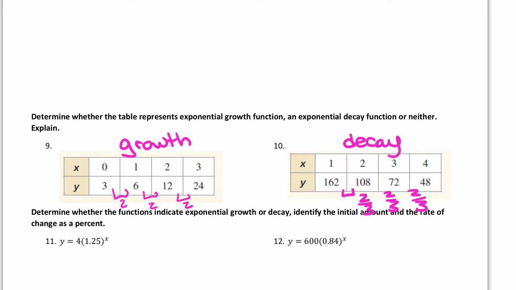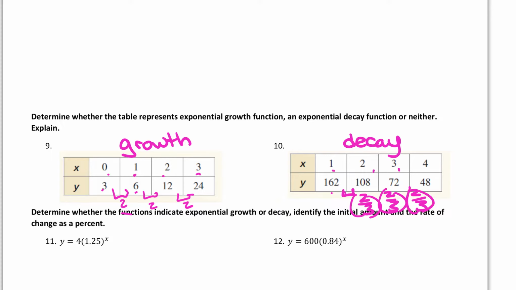The next part says, determine whether the table represents an exponential growth function, an exponential decay function, or neither. So number 9 is a growth function, because as you increase your x values, you are multiplying your y terms by 2. So it's growth. Number 10 is decay because as you increase your x values, you're multiplying your y values by 2/3, a number that's less than 1. So that number is getting smaller. And because the factor is the exact same, 2/3, each time, it is a decay factor.